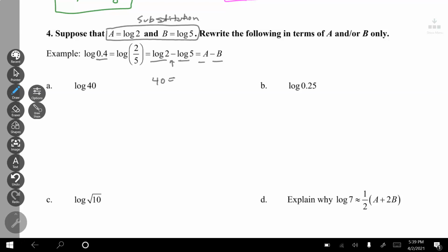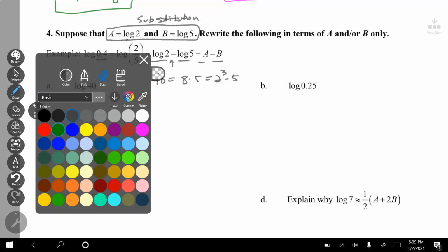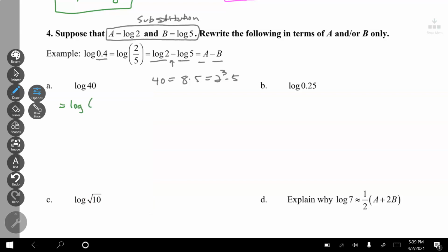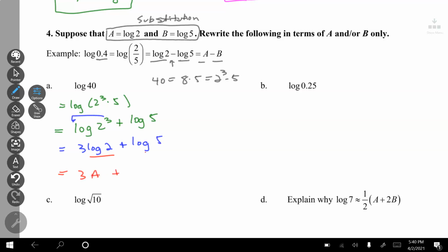So for this one, I have to think about 40. How can I rewrite 40 as 2's and 5's? Well, 40 is 8 times 5, which is 2 to the 3rd times 5, so I could rewrite this problem as log of 2 to the third times 5. I see multiplication, so I can split it up: log of 2 to the third plus log of 5. This 3 goes in front. I get 3 log of 2 plus log of 5. And my substitution says log of 2 becomes a, log of 5 becomes b, and I get a final result of 3a plus b.